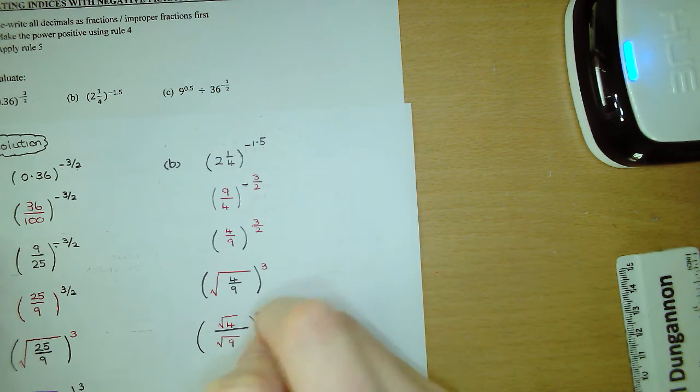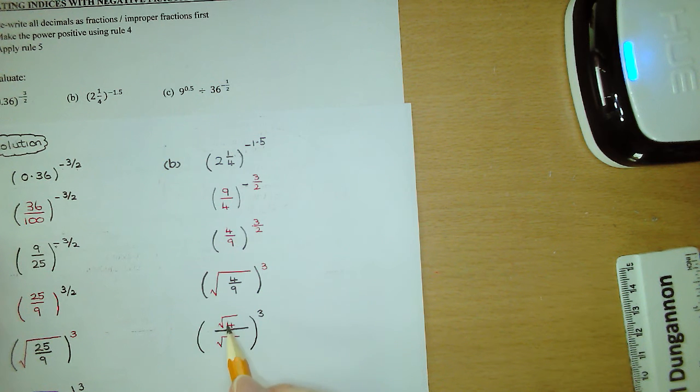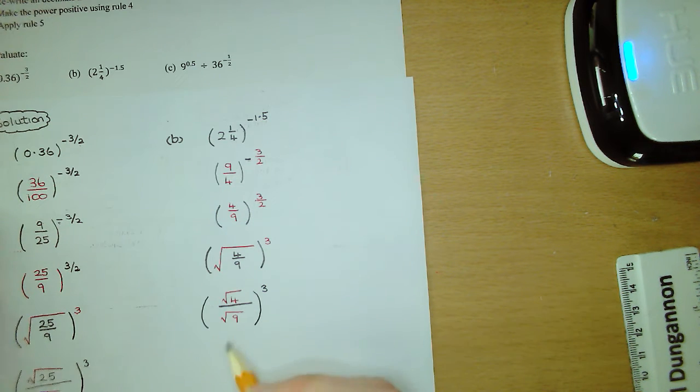And then our power outside is 3. So again, we're taking the positive square root of 4, so we're looking for a number that multiplies by itself to give 4. Well, that's just going to be 2. And then all over the positive square root of 9, so we're looking for a number that multiplies by itself to give 9. That's just going to be 3.